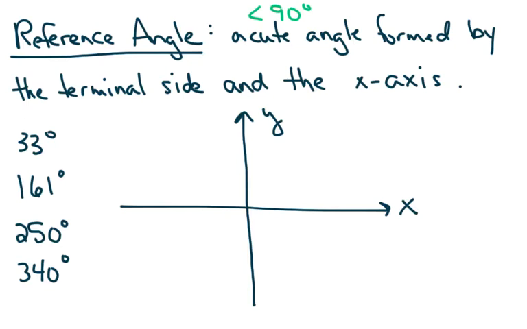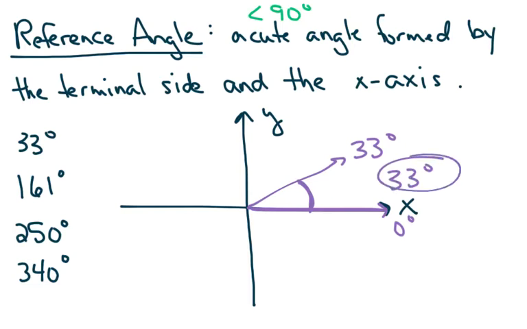So let's start with the first angle I wrote over on the left, 33 degrees. 33 degrees would be in quadrant 1. The reference angle is how many degrees it is between it and the x-axis. Well, the initial ray is always at 0 degrees, so the difference between 0 and 33 degrees is 33 degrees.